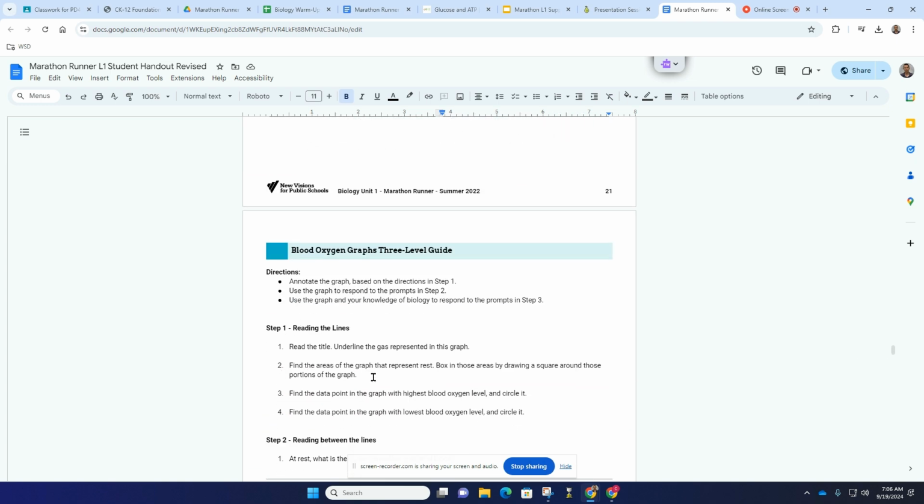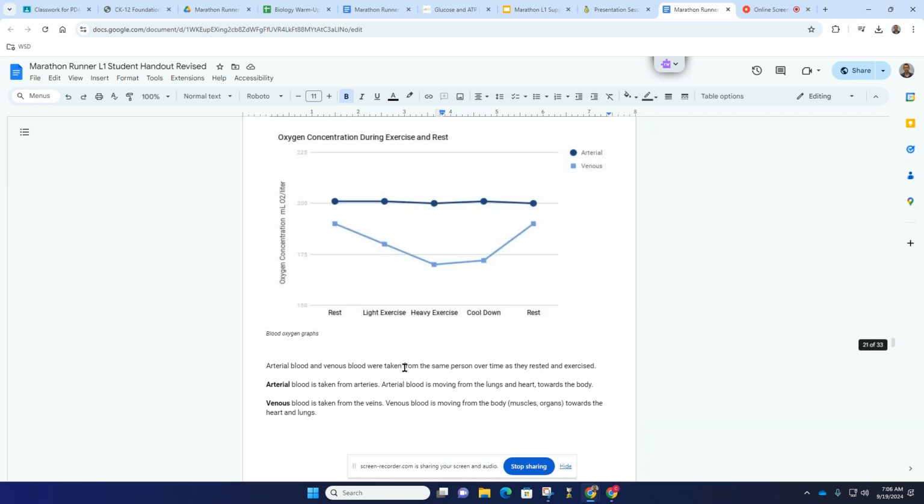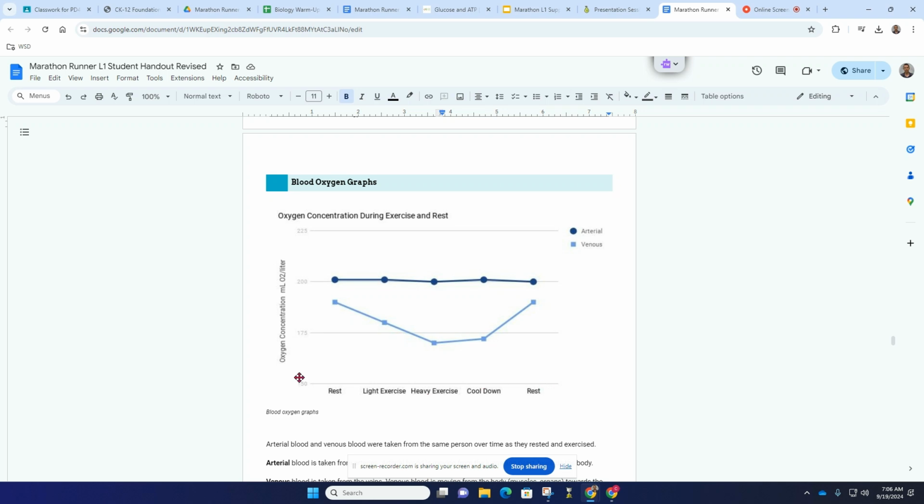Number two, it says find the areas of the graph that represent rest and put a box by drawing a square around those portions. Okay, so rest, we have two areas of rest. So we are starting at rest, that's like sleep. Well, not really sleep, but just standing still. And then we have levels of exercise, and then we have rest at the end. So there should be a box around the beginning, and then a box around the end.